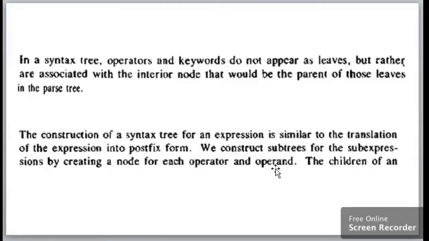In a syntax tree, the operators and the keywords do not appear as leaves. I repeat, in a syntax tree, the operators and the keywords do not appear as leaves, but rather are associated with the interior nodes that would be the parent of those leaves in the parse tree.